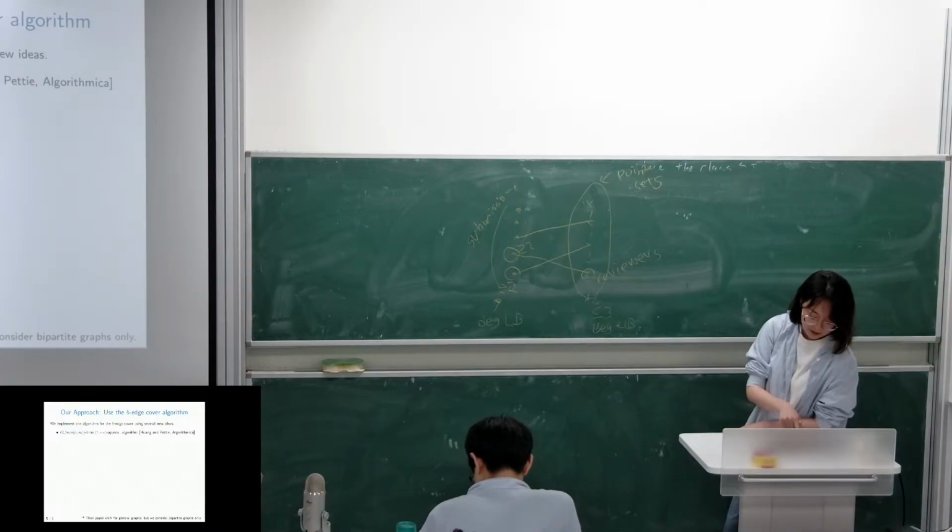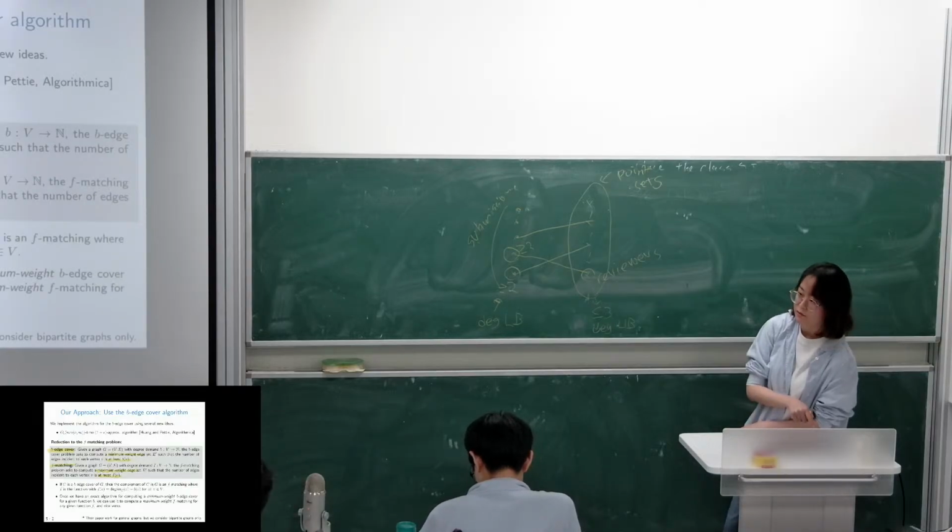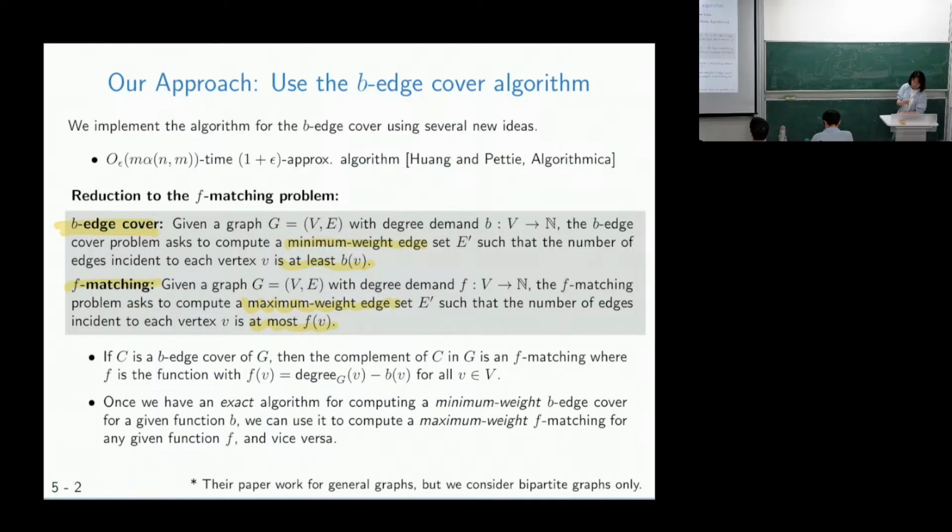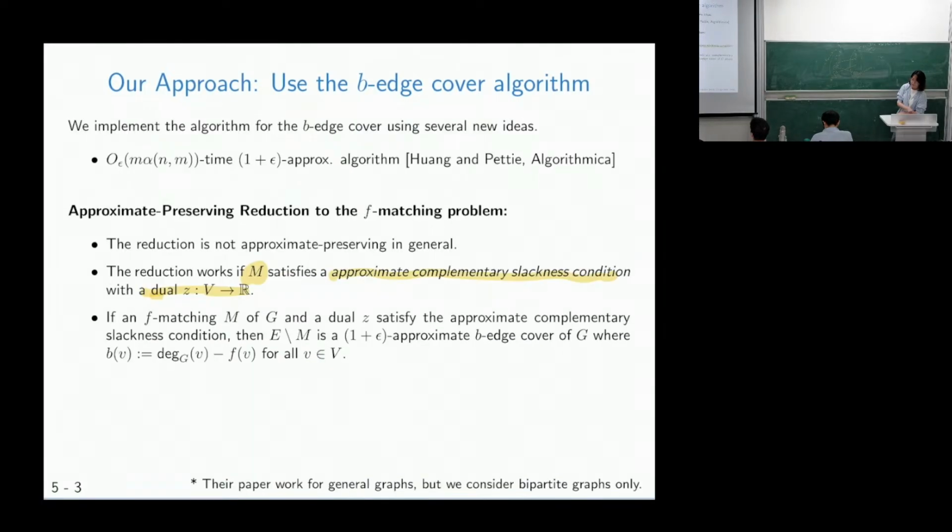In this algorithm by Huang and Pettie, they use this reduction. After reducing the problem into the f-matching problem, we have a clear feasible solution, which is the empty set. In the case of the f-matching problem, the empty set is a feasible solution. But in this case, we don't know any feasible solution. I see.